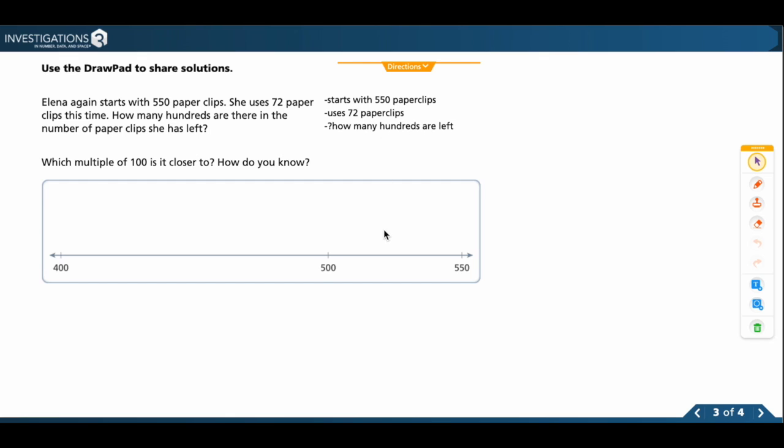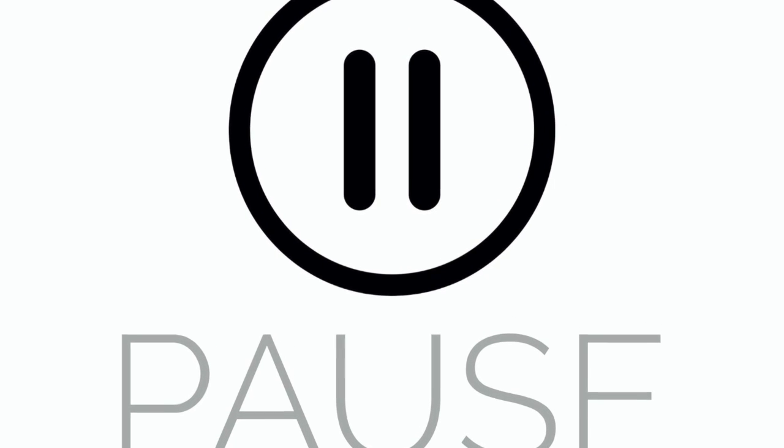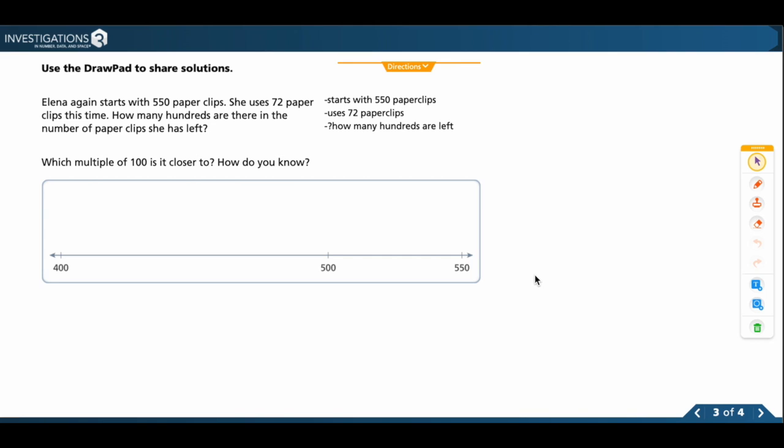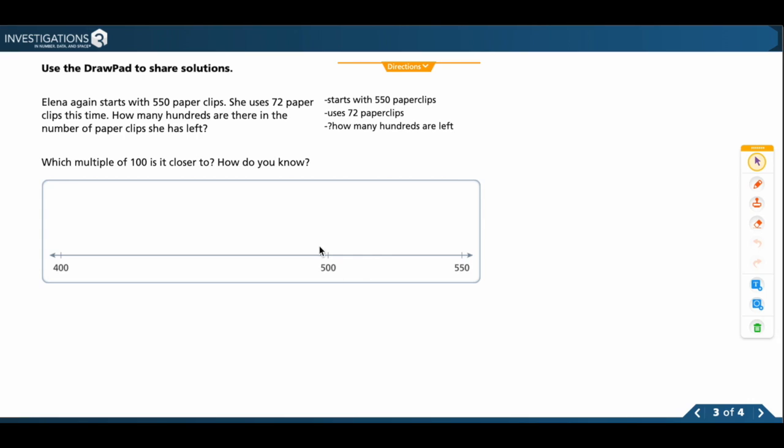If she again starts with 550 paper clips, but then she takes away 72 paper clips, how many hundreds are going to be left? I want you to talk with somebody at home and think about how many hundreds are left and why do you think that? So you might have thought that since before when she took away 38 paper clips, she was pretty close to 500. So if she's now taking away 72, she's going to be past 500.